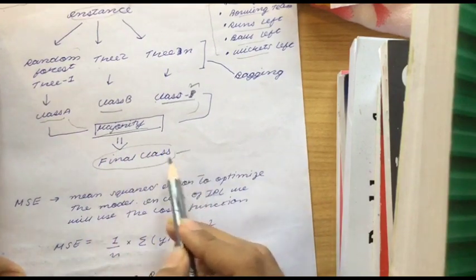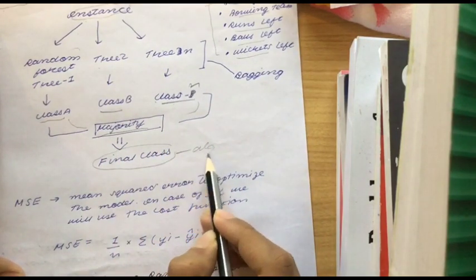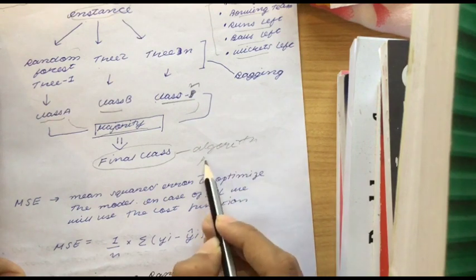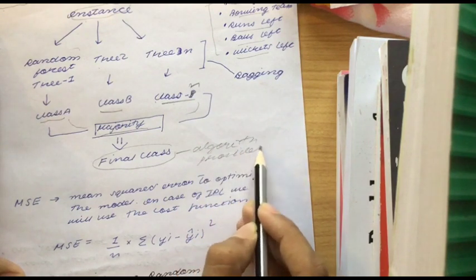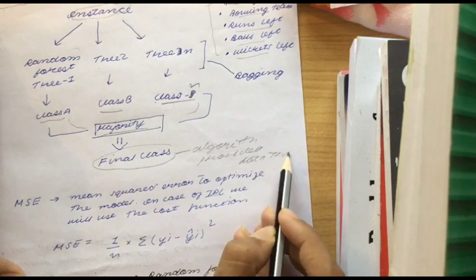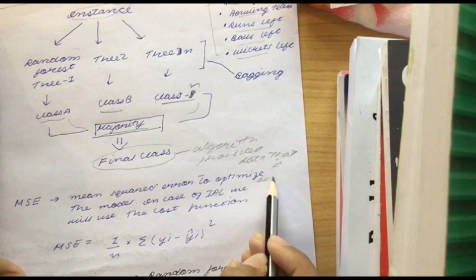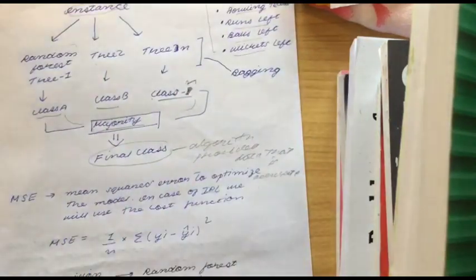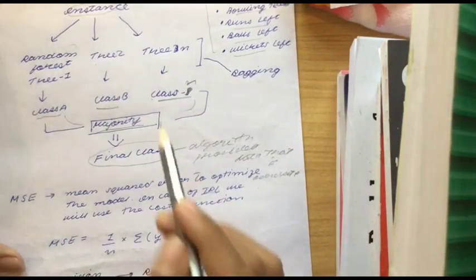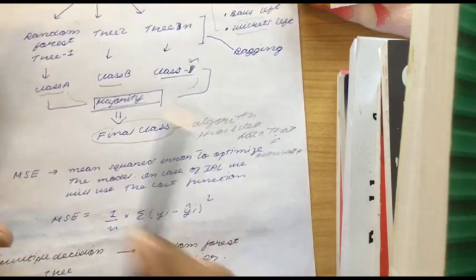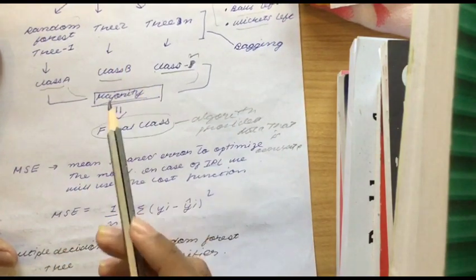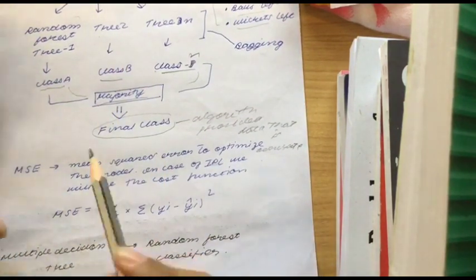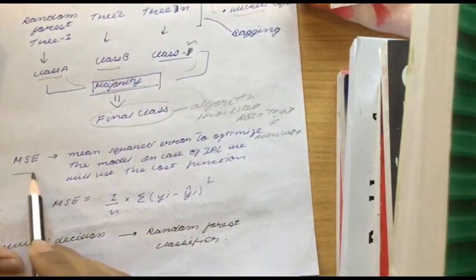This final class will be our algorithm's provided data that is accurate, and it can be used to train test split into X train, Y train. So this is how a decision tree works. And to reduce the number of errors in the decision tree algorithm, we use something called the mean squared error.